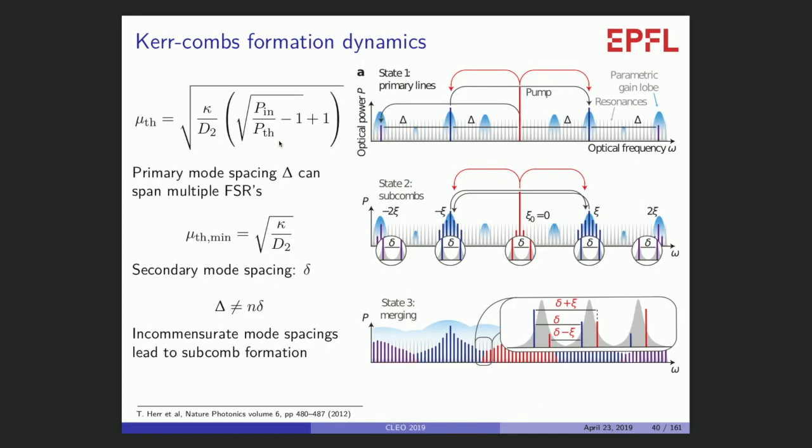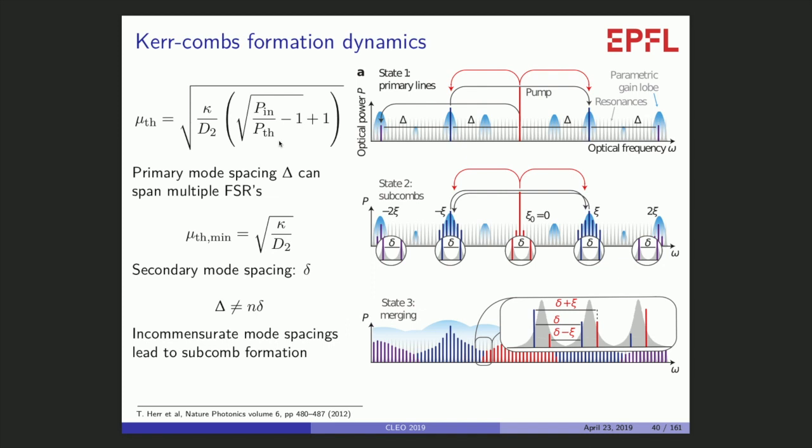It comes from the fact that parametric oscillations in a microresonator proceed in a slightly more complicated way. In gray are shown all the cavity modes of the resonator. Now we remember that the parametric gain lobes are offset from zero. So the maximum gain you typically don't have on the first comb teeth, but if you pump strongly, parametric gain maximizes very far away from the optical pump. And how far does it peak? Well, it peaks at approximately kappa over D2, where kappa is the cavity decay rate and D2 is the dispersion parameter.